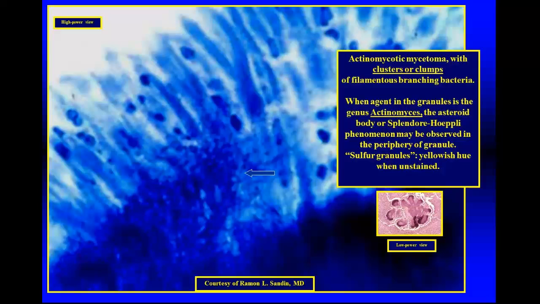When these actinomyces granules were discovered 100 years ago, without a stain they were yellow. So that's why they call them sulfur granules, because the element sulfur is yellow when unstained.